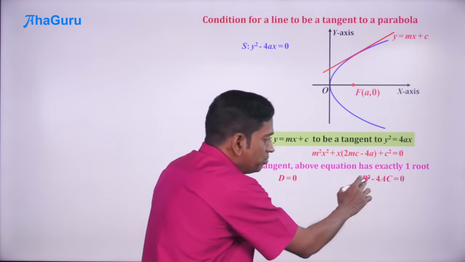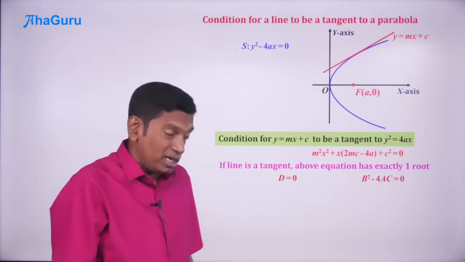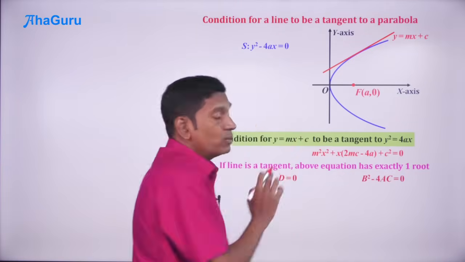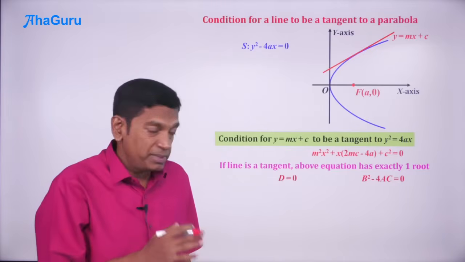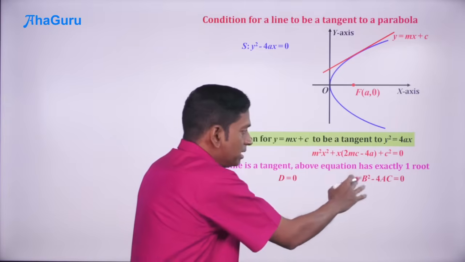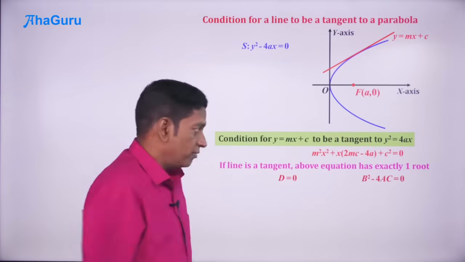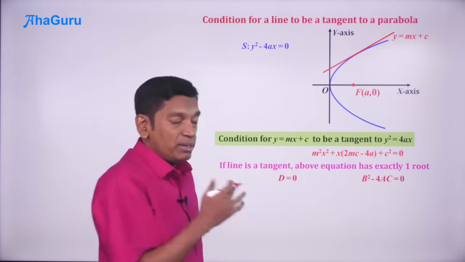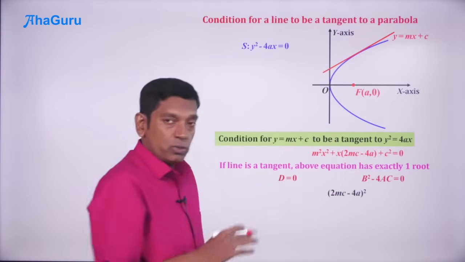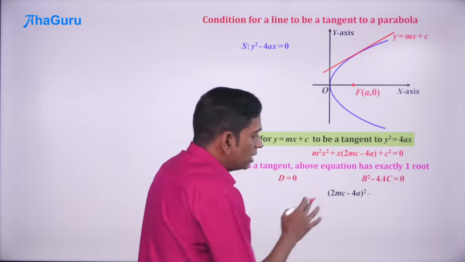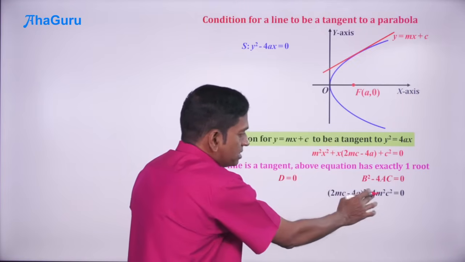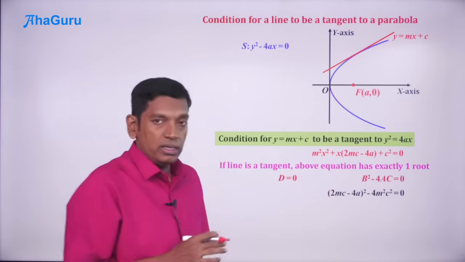We put capital B, capital A and capital C because small c is a variable already used in the y equals mx plus c equation. Keep that in mind. That is why we have used this notation. Now, the capital B is nothing but 2mc minus 4a. Of course, a also we have used in the parabola equation. So, this means (2mc minus 4a) the whole squared minus 4 times the capital A, which is the coefficient of x squared, which is m squared, and c squared equals 0.